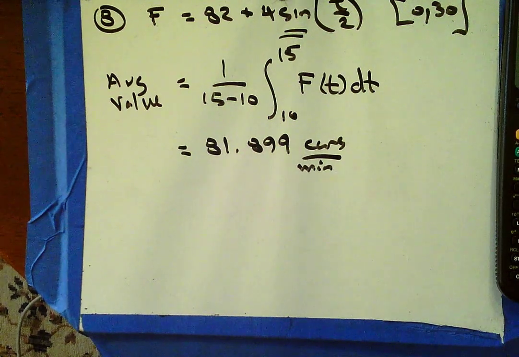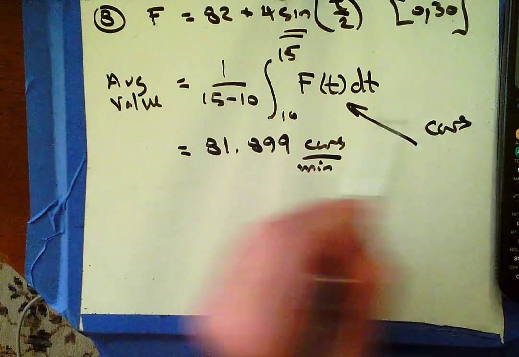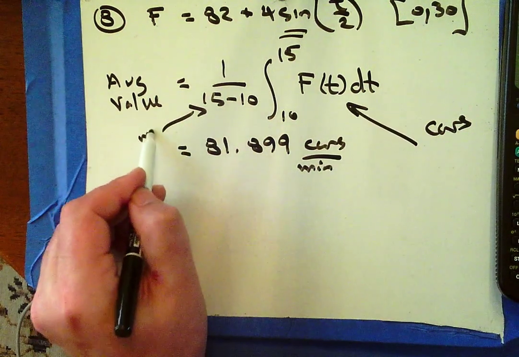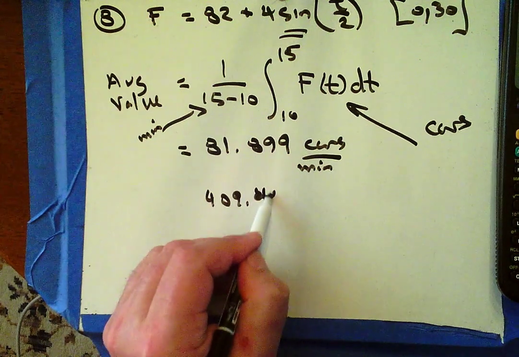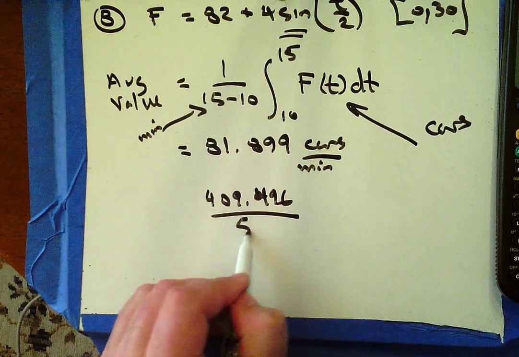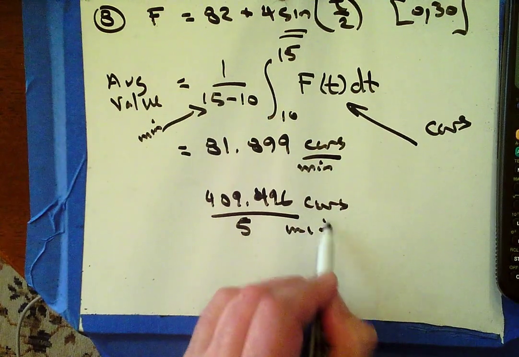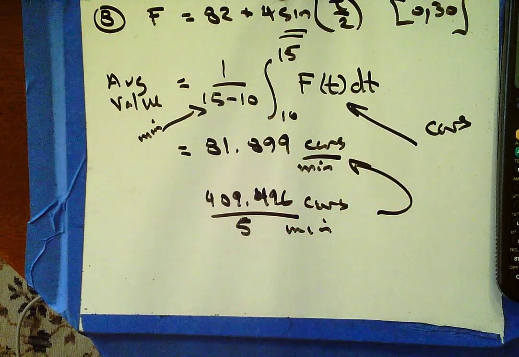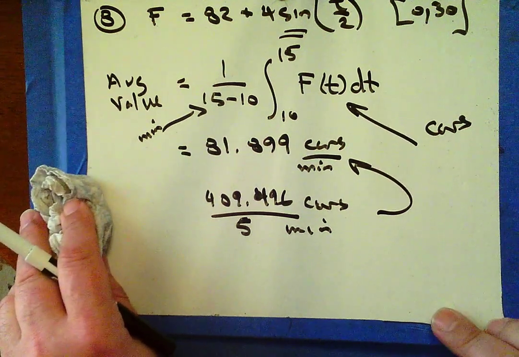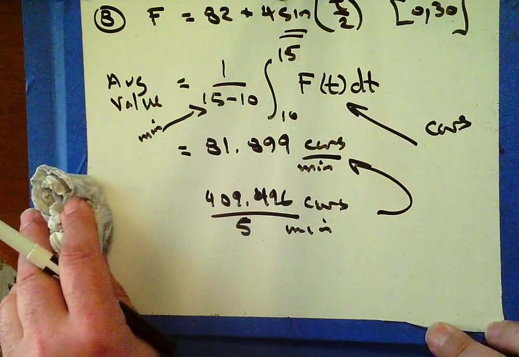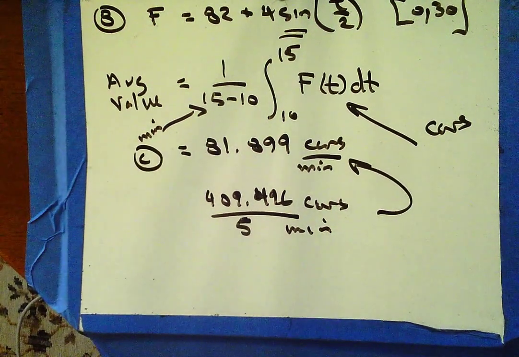Indicate units of measure. Right, so these were cars, and these were minutes, and so we had 409.496 over 5. These are cars, and these are minutes to get us that. Fabulous. There's part C. Part C. What about part D?